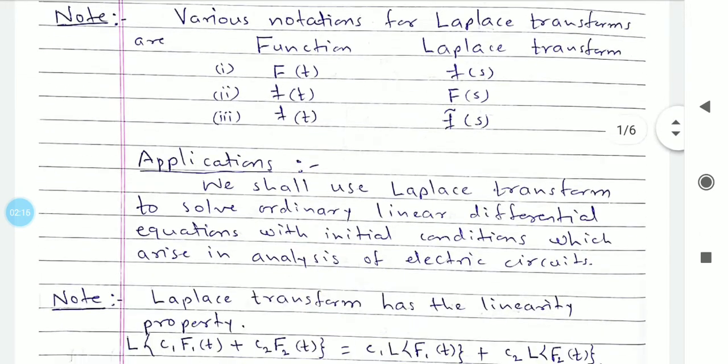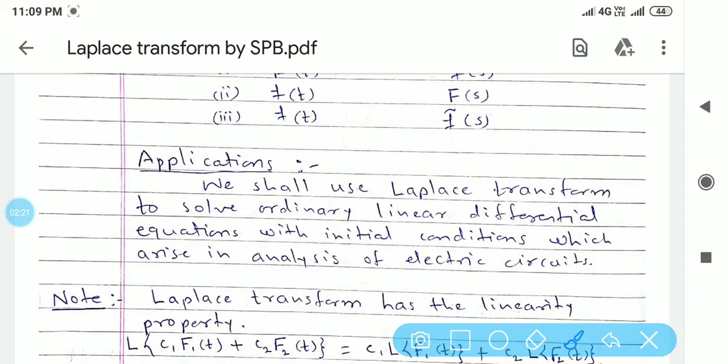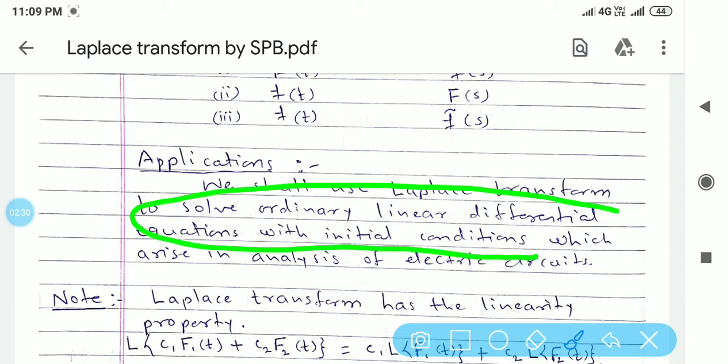So the next point is why to study Laplace transform. Laplace transform is a very important part of mathematics. We are going to solve ordinary linear differential equations with initial conditions. This is an important application of Laplace transform. The origin of these ordinary differential equations appears practically in the study of electric circuits. So at the end of this chapter, we are going to solve differential equations using Laplace transform. This is the application of Laplace transform.